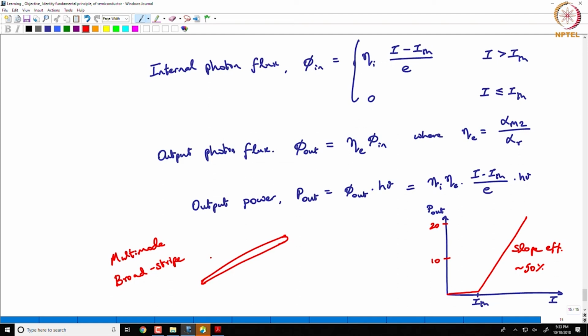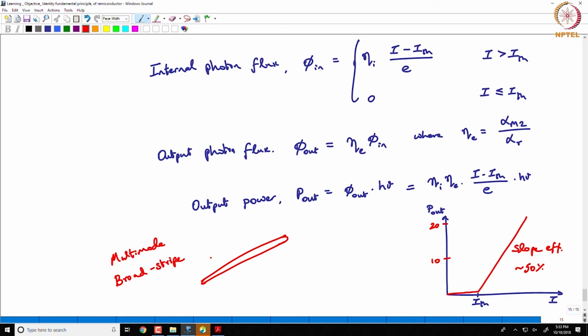So, as you increase the gain volume, right, as you increase the gain volume, you are able to tolerate much more injected current, and you are able to generate much higher power levels. But what gives in this? Can you guess?